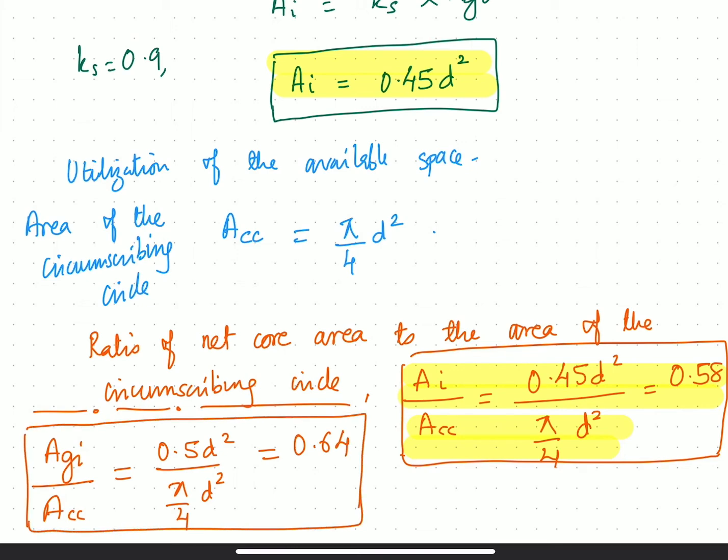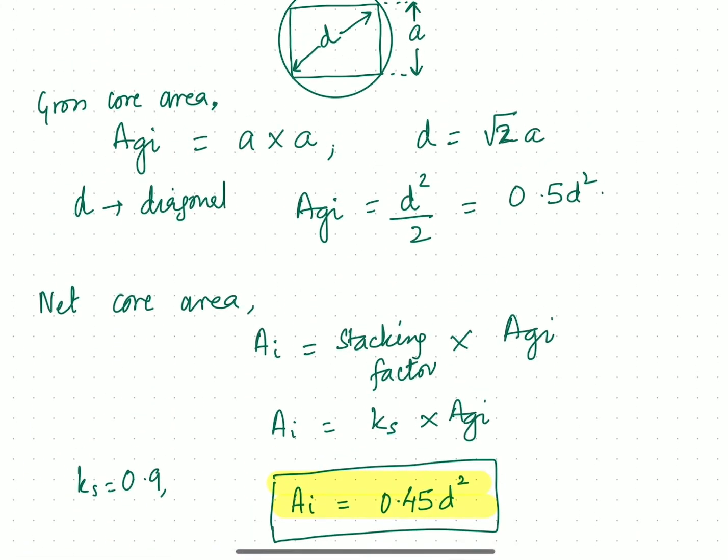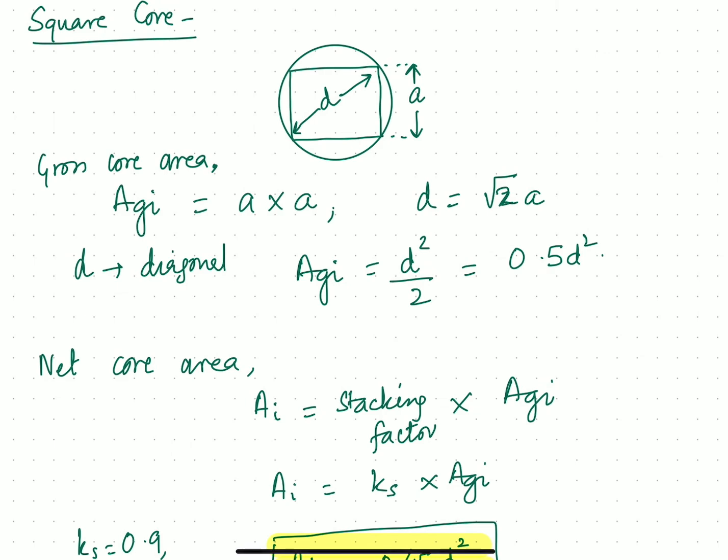So these are two ratios that we need to keep in mind. All right. Next, we talk about, so this is all about the square core.